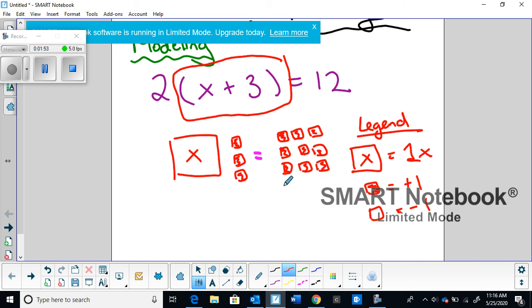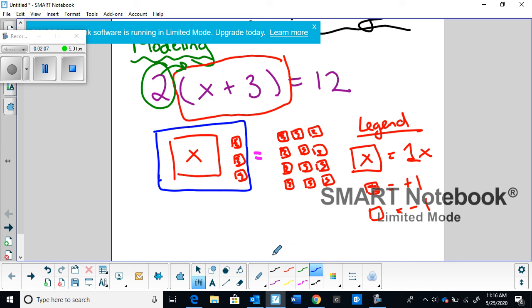So, the only thing really here that's different is this 2 in front. And what that 2 is telling us is that we have 2 of this group. So this right here, this section, this X plus 3, we have that 2 times. So I'm going to double it. So I'm going to have the X and the +3 and the +3.